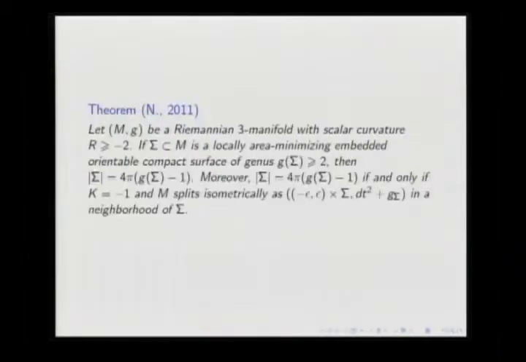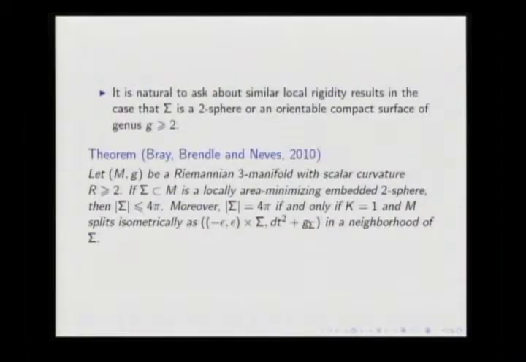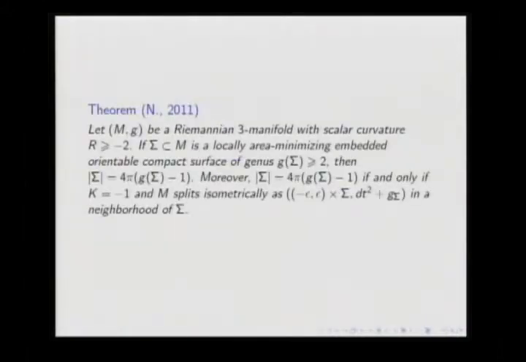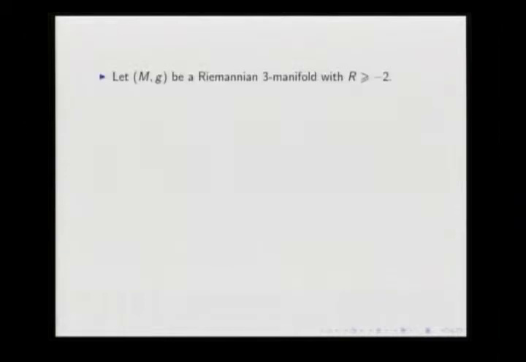Before the proof, let me just observe that these two theorems use a different approach, similar but different approach. And after that, Michala Femoraro gave a proof of these three theorems using a unified approach. And similar local splitting results are proved by Ambrosio in Spinar 4: area minimizing free boundary surface and weighted area minimizing surface. Okay, let me explain the proof.